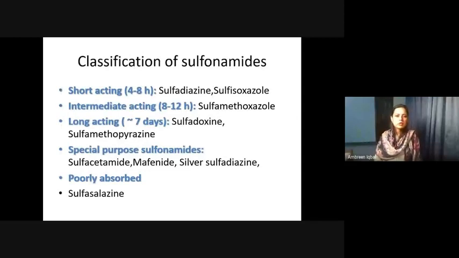Short-acting ones have a duration of action of 4 to 8 hours, like sulfadiazine and sulfisoxazole. Intermediate acting ones have a duration of action of 8 to 12 hours, like sulfamethoxazole. Long acting are sulfadoxine and sulfamethoxypyrazine. Special purpose sulfonamides are sulfacetamide and mafenide. The poorly absorbed sulfonamide is sulfasalazine.